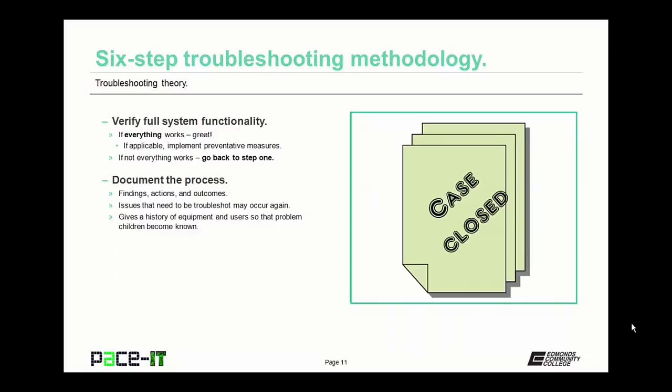But let's talk about if everything was fully functional. This is where you need to document the process. This is where you document findings, actions, and outcomes. This is so if the problem occurs again, there is a document that'll walk somebody through an easy way to resolve the issue. It also gives a history of equipment and users so that problem children can become known.